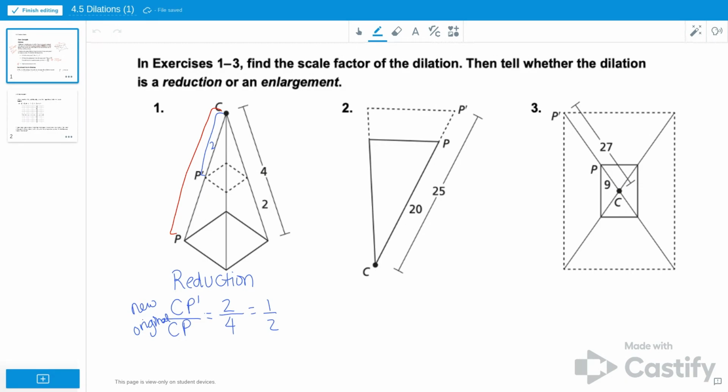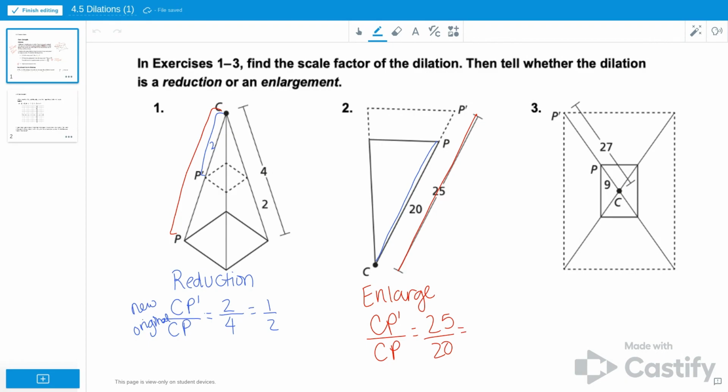So this next one, CP is 20. And then my new one, CP prime, is 25. So that is an enlargement. And so from CP prime to CP would be 25 to 20. And you can leave it as a fraction. You can divide it out to a decimal, either one.